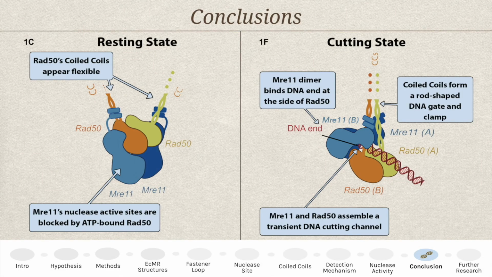To conclude our presentation, the results here revealed that there were two different states of the ECMR complex, the resting state and the cutting state, and the resting state represents the major autoinhibited state of the ECMR complex. And so the cutting state is triggered by DNA binding, where the Mre11 dimer moves to the side of Rad50 to form a DNA cutting channel, and the CCs form a rod-shaped DNA gate and clamp.